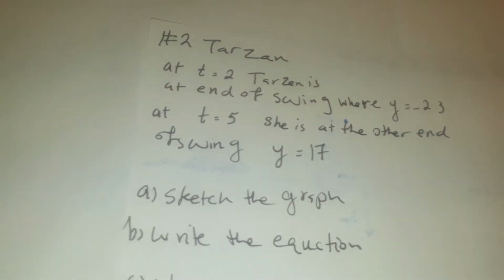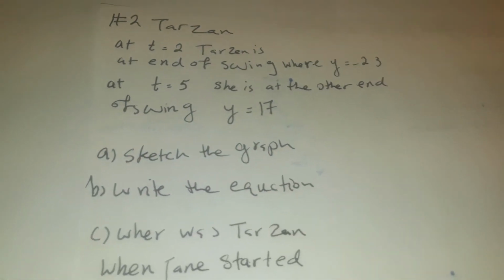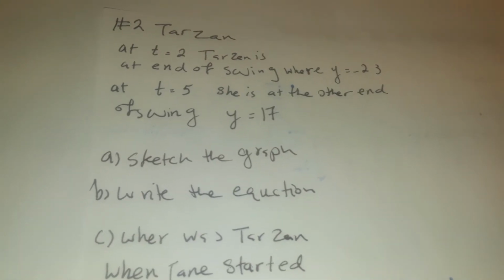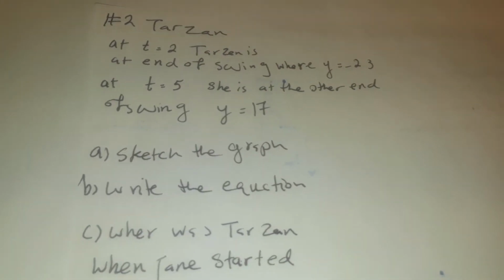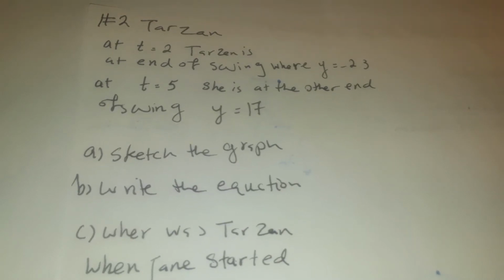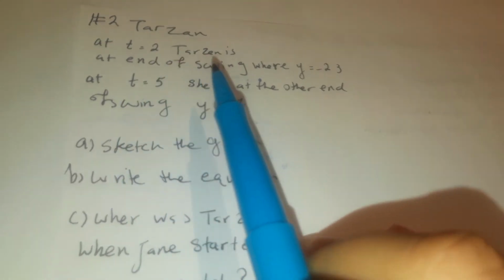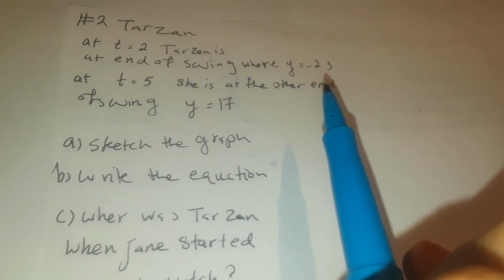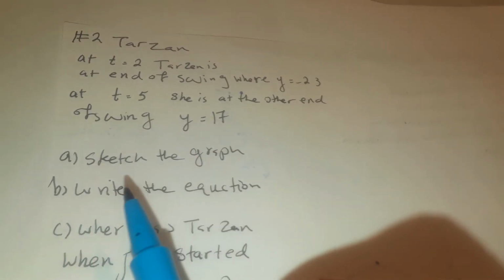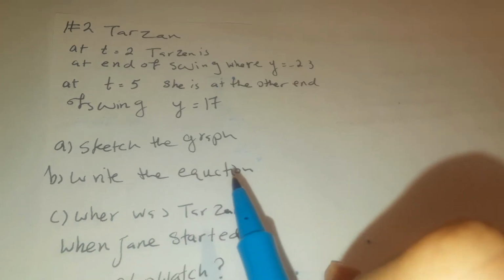The second question is on a worksheet that you will see, that is a Tarzan. Tarzan is swinging back and forth with the rope in the jungle, and someone is recording his position. At 2 seconds, Tarzan is at the end of the swing at y equal to negative 23. It means it is a minimum position. At t equal to 5, he is at the other end of the swing. y is equal to 17. So it's going to be a maximum. Sketch a graph, write the equation. So again, I just want to roughly graph this.